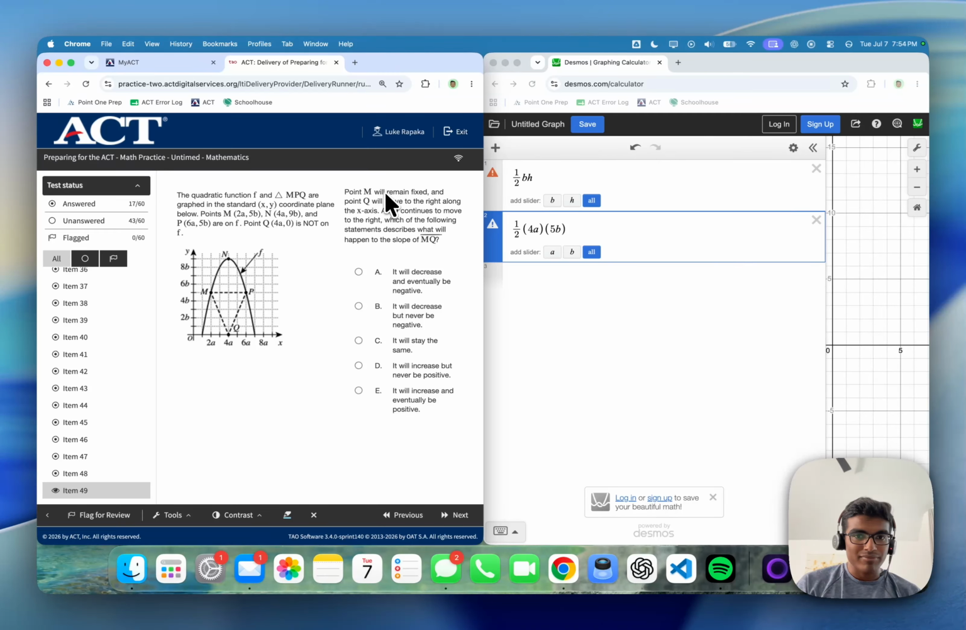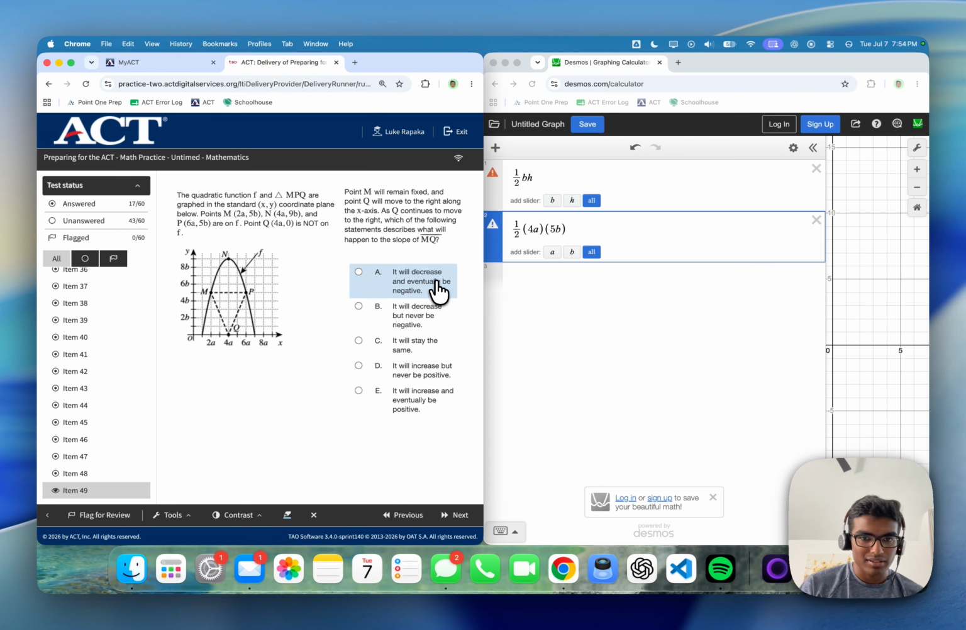Point M will remain fixed. So this is going to stay fixed. Q will move to the right along the x-axis. Q keeps going this way. As Q continues to move to the right, which of the following statements describes what will happen to the slope? So if Q keeps moving to the right, slope would increase because it's becoming less steep, right?